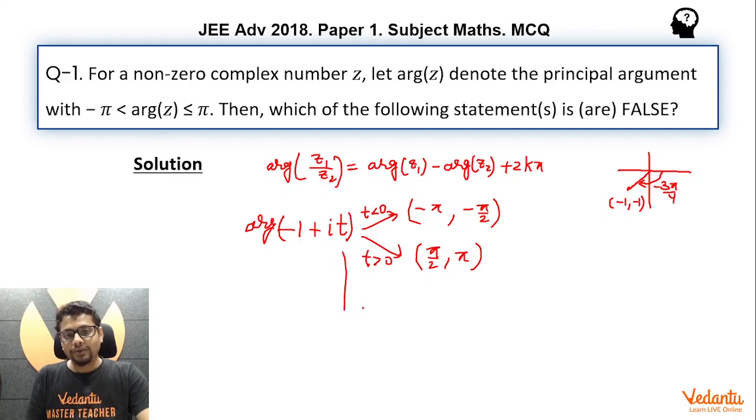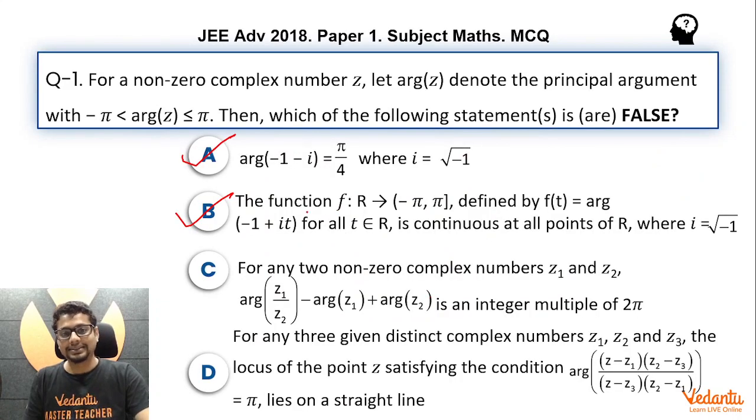Now what about when t is 0? When t is 0, the argument of minus 1 is essentially pi. So now you can clearly see as t increases from minus infinity and moves towards 0, the argument decreases from minus pi by 2 to minus pi. And suddenly at t equal to 0, the value becomes pi. And as t increases further, being positive, the argument reduces and moves from pi to pi by 2. So clearly at t equal to 0, there is discontinuity. And as it says it is continuous for all t belonging to real, that's false. And hence, this is also part of my answer.